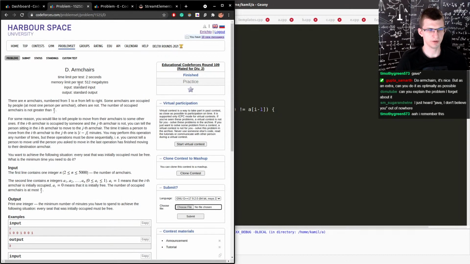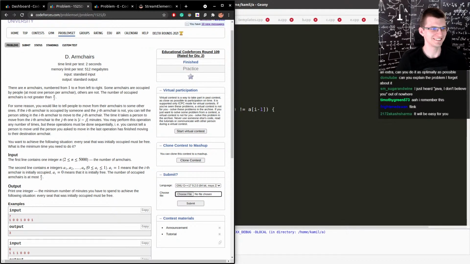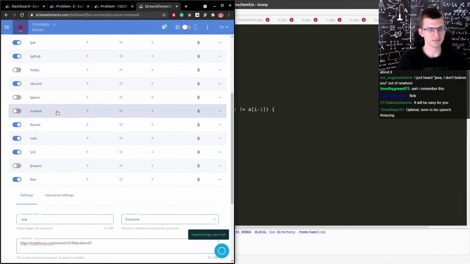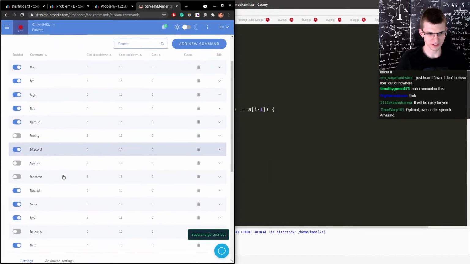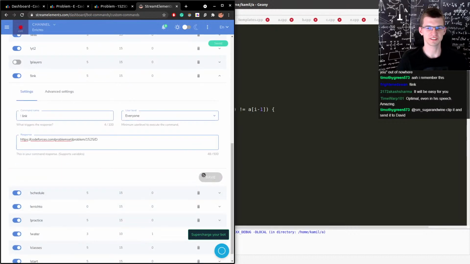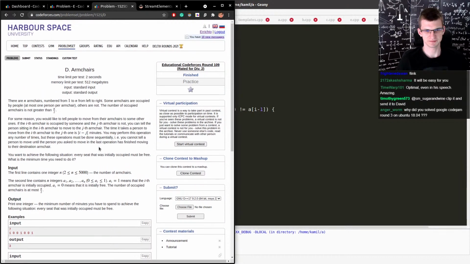I can explain the problem. Where? I don't know the problem. I just heard Java, I don't believe you out of nowhere. Yeah, Java is tricky. Sometimes I'm not sure if something will be passed by value or by reference. So it really makes sense not to trust Java. In C++, it's fairly obvious whether something happens by value or reference. You cannot even trust Java to sort an array in n log n. It can do it in quadratic time.